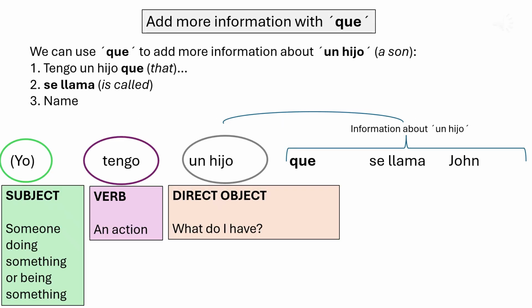Add more information with que. We can use que to add more information about un hijo, a son. The first bit is tengo un hijo que, I have a son that. Number 2 is the verb, se llama, is called. And number 3, in this case, it's the name. So the simple sentence was, yo tengo un hijo, but now I want to give some details about my hijo, and I can do that with the whole sentence introduced with que. Yo tengo un hijo que se llama John.